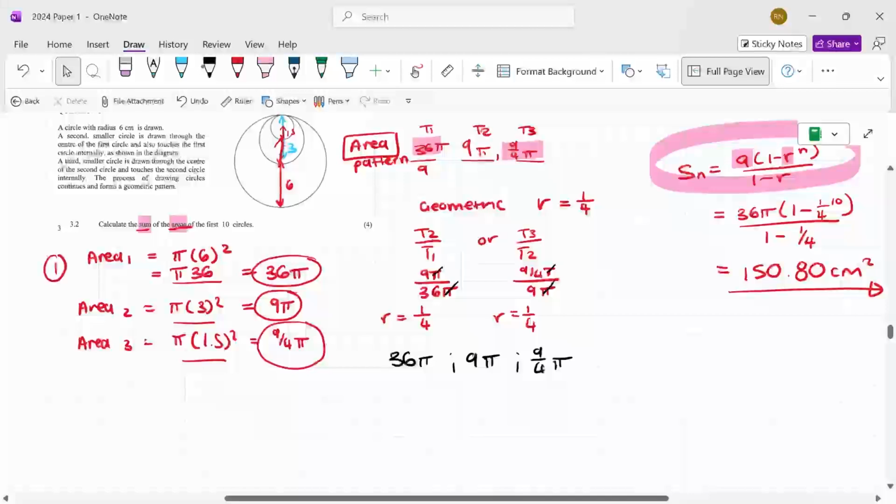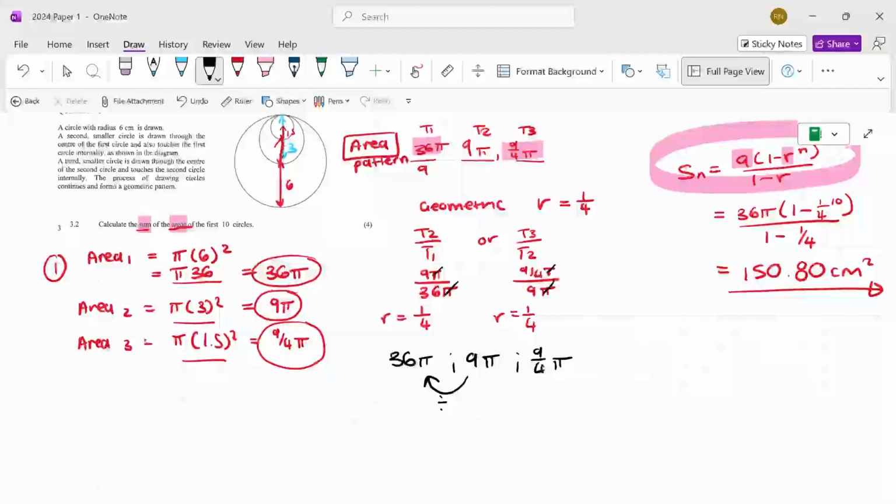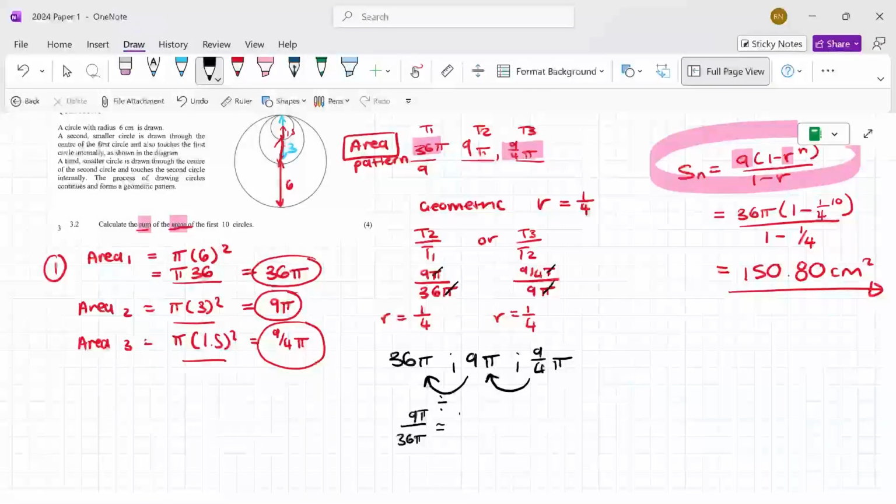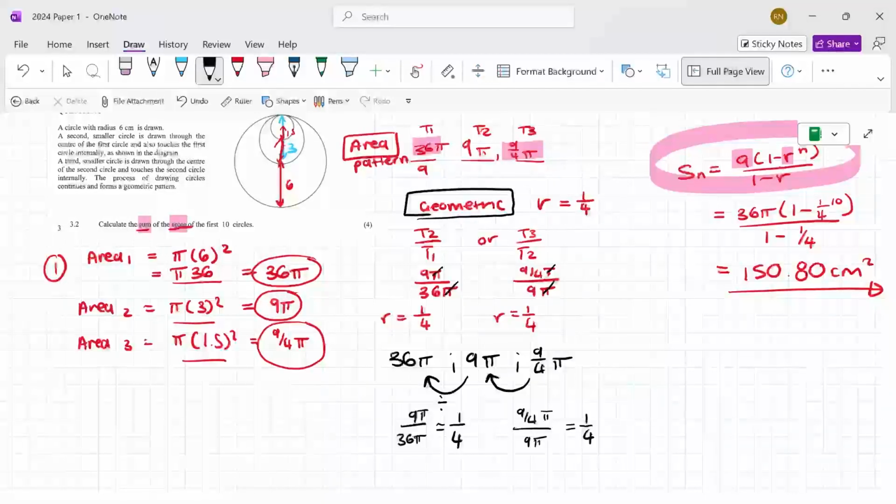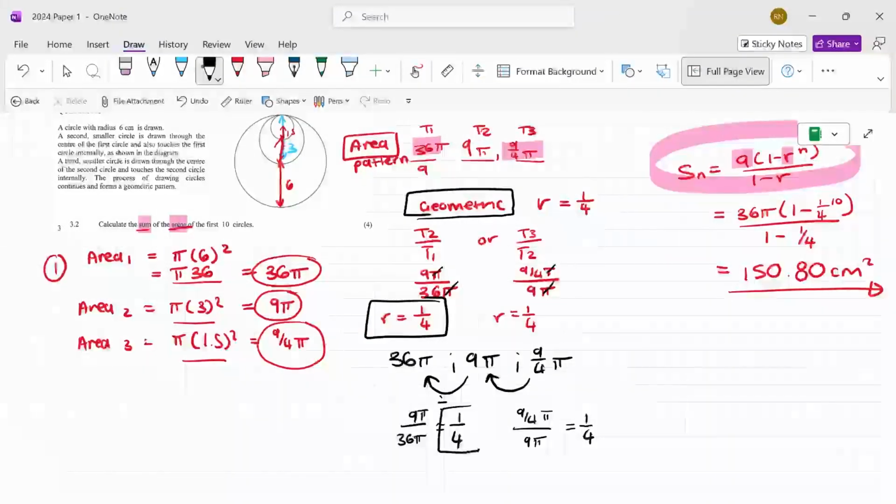If it's geometric, then I have a constant ratio. So 9 pi divided by 36 pi should be the same as 9 over 4 pi divided by 9 pi. And I did that. So 9 pi divided by 36 pi gave me 1 over 4, and 9 over 4 pi divided by 9 pi also gave me 1 over 4. So I know that I'm dealing with a geometric pattern. Once I found that the constant ratio is 1 over 4, and I know my first term in this case is 36 pi.